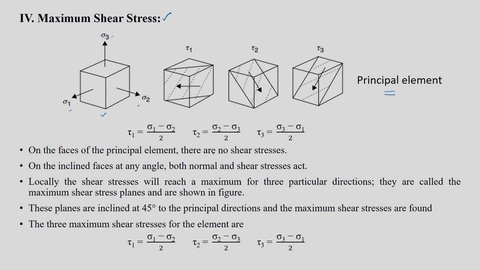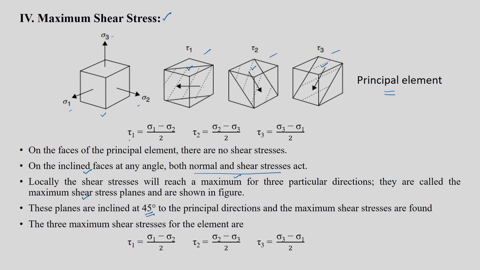Now on the faces of the principal element, there are no shear stresses. That is why I have written sigma 1, 2 and 3, which are acting normally on the faces, and there is no shear part in that. But if you keep looking, there are some inclined faces at any angle where you will have both normal and shear stresses. But among the inclined faces also, if you keep searching, there will be one particular face on which the shear stresses will locally reach a maximum, and they are represented in this figure as 1, 2 and 3. Either you will have this plane where tau 1 acts, this plane tau 2 and tau 3 here, and they are called maximum shear stress planes, as shown in the figure. You pick up these inclined faces on which the shear stresses are maximum, and these planes are generally at 45 degrees to the principal directions, and maximum shear stresses can be found.